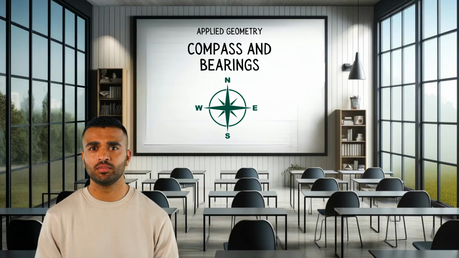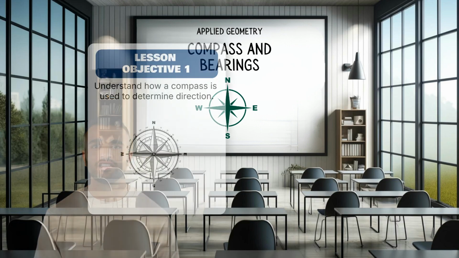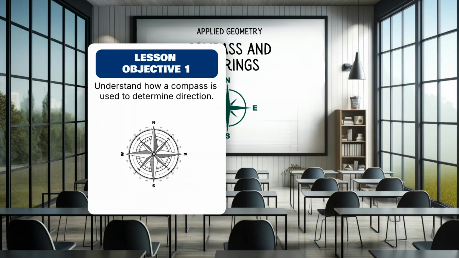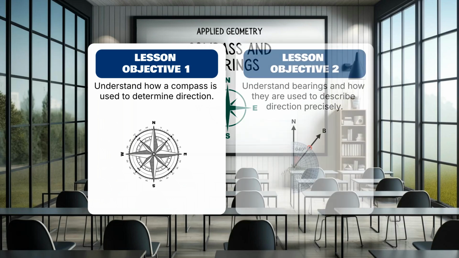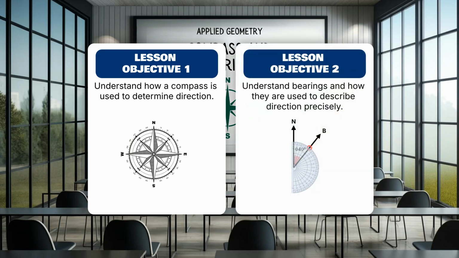In this lesson, we'll build on our ability to measure angles and learn to specify direction using a compass and bearings. We will first understand how a compass is used to determine direction. Then we will learn about bearings and how they are used to describe direction precisely. We will then practice applying this knowledge to various scenarios where specifying direction is crucial, such as navigation and map reading.